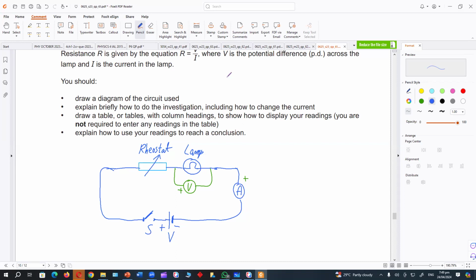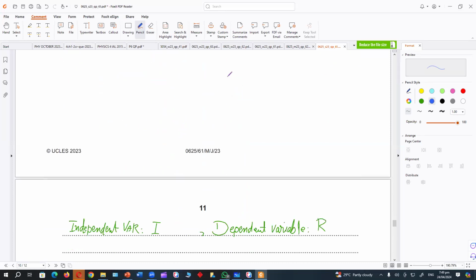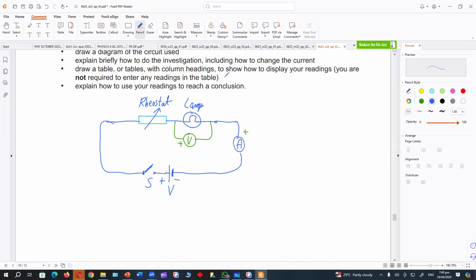So I will start with a high resistance of the rheostat, and then I will use the circuit to change different values of resistance. Current will change. I will record current. I will record voltage, and then I will use the formula R is equal to V upon I.